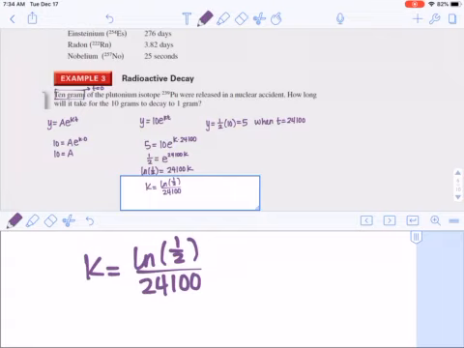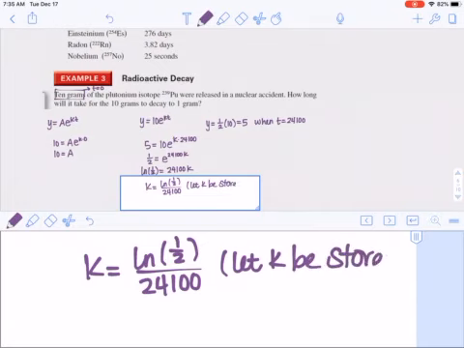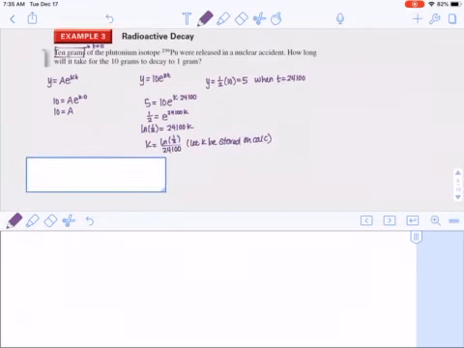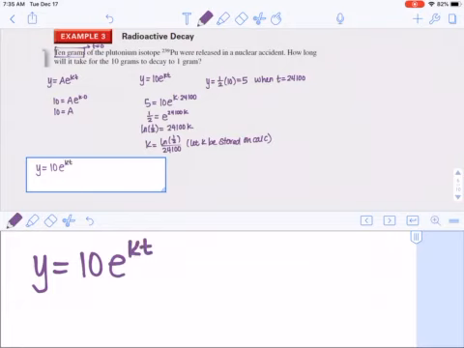Certainly, it might be a good idea to store this in your calculator. If you do that, make sure that you actually store it. Do not use a rounded value. So we're going to say let k equal this, stored on the calculator. So every single time that I write k in the future, we know I'm referring to this. Basically you have y equals 10 e to the kt, and I've solved for k.